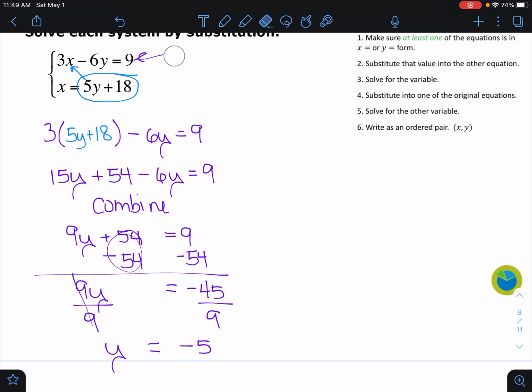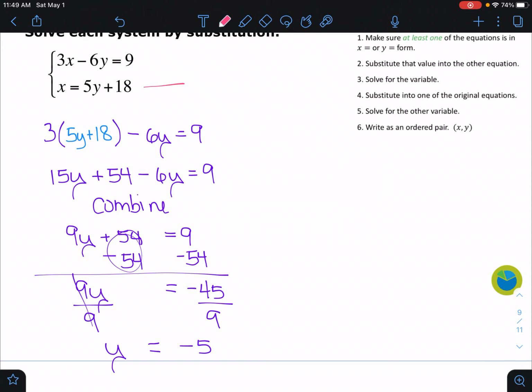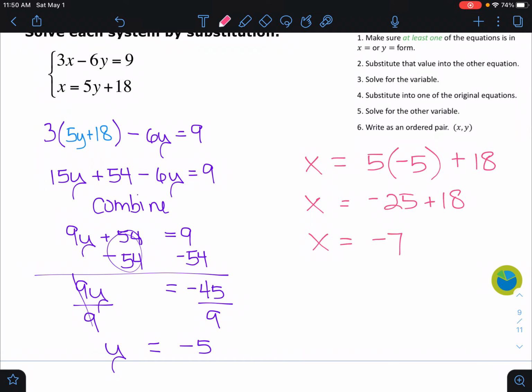So I'm going to go back up to my original equations up here and look at them. I can see that my second equation says x equals, so I'm going to plug in there. I'm going to use that. So this time, let's see, x equals 5 times, I'm just going to substitute. Now I know that y is negative 5. We just said that down here. And then plus 18. Figure out what I get. So this would be negative 25 plus 18. So x is negative 7.